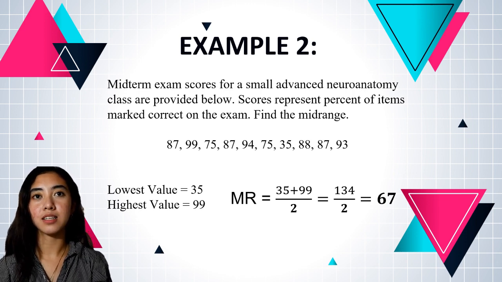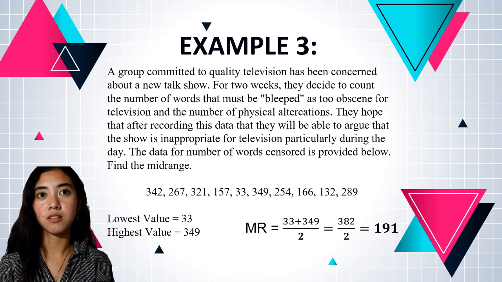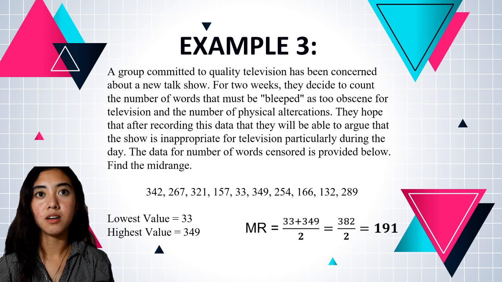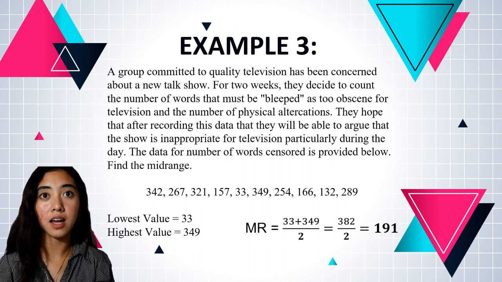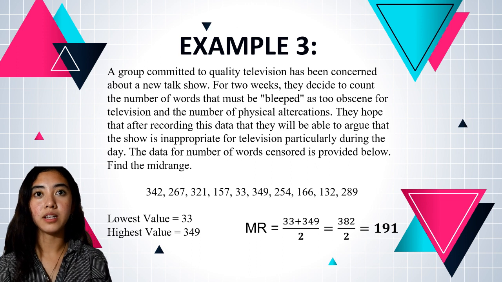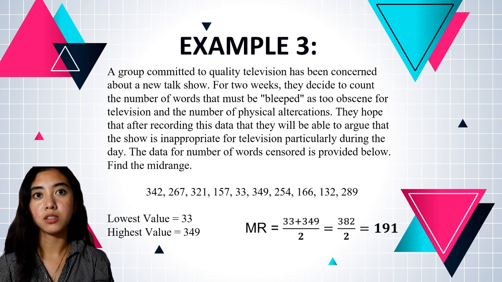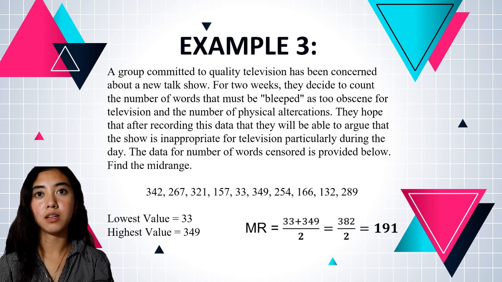So for the last example, a group committed to quality television has been concerned about a new talk show. For 2 weeks, they decided to count the number of words that must be bleeped as obscene for television and the number of physical altercations. They hope that after recording this data, they will be able to argue that the show is inappropriate for television, particularly during the day. The number of words censored each day is provided below.